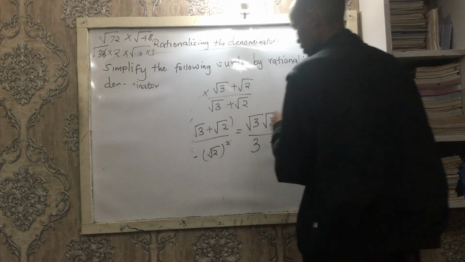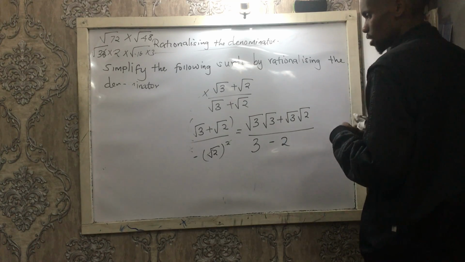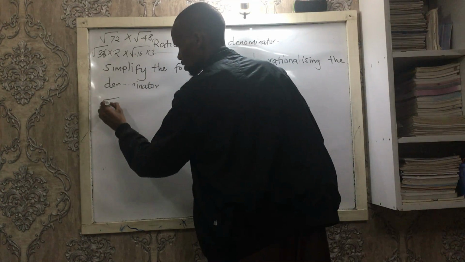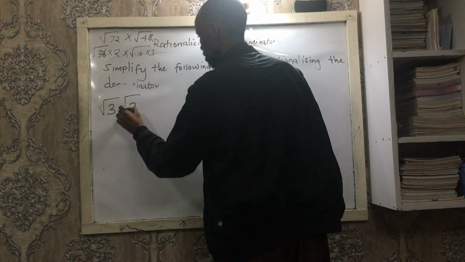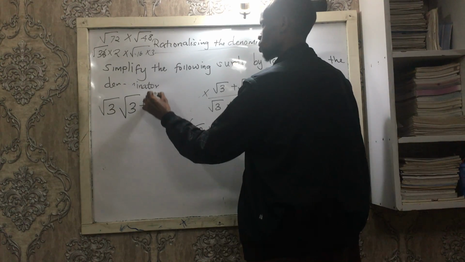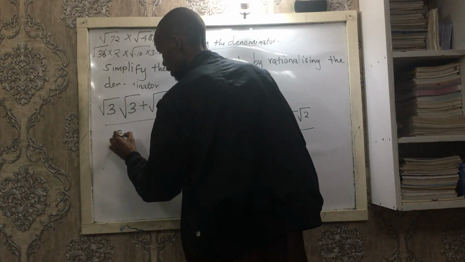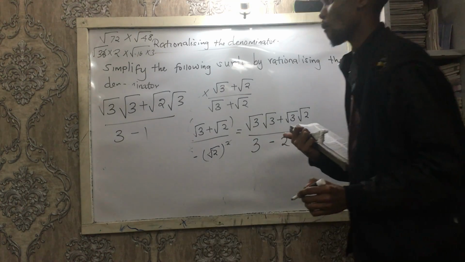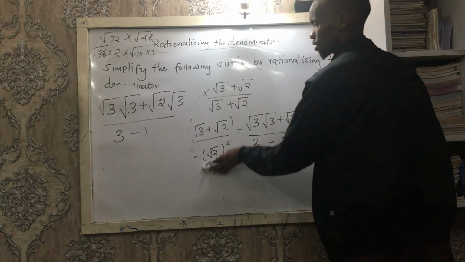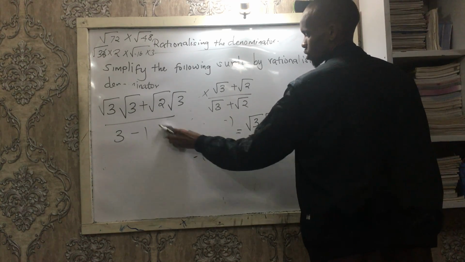And then now I bring these stuffs here. I hope you have seen how we reached here, right? Yeah. So we have root 3 plus root 2 root 3 over 3 minus 2. That's what we had, right? Minus 2, good.